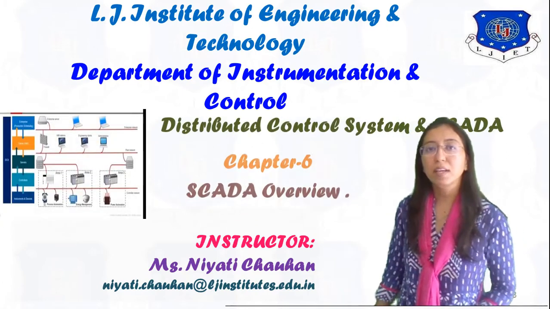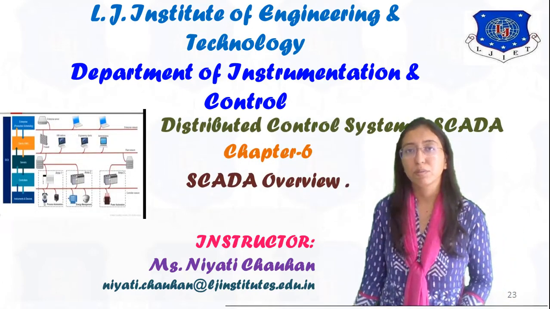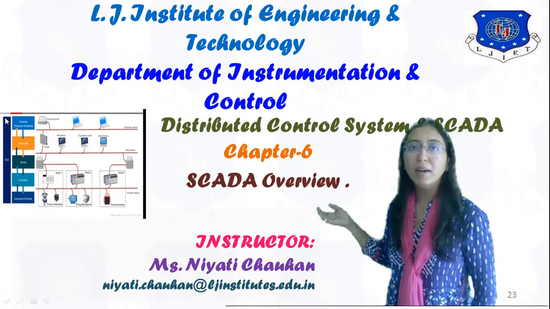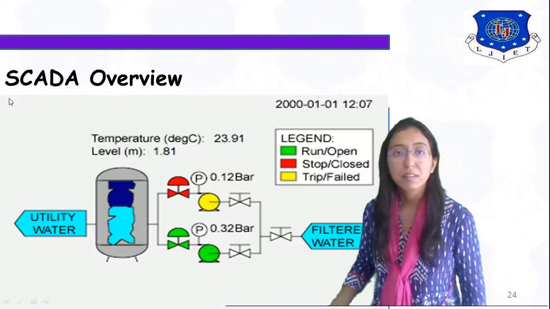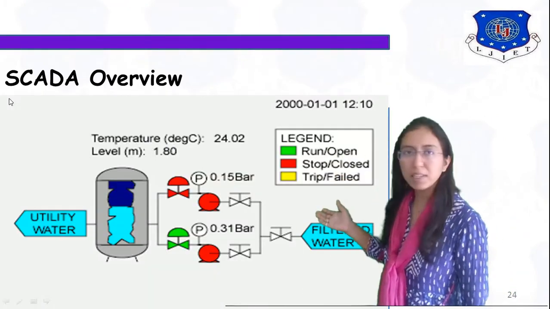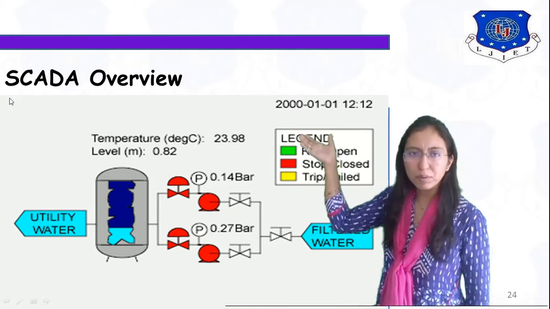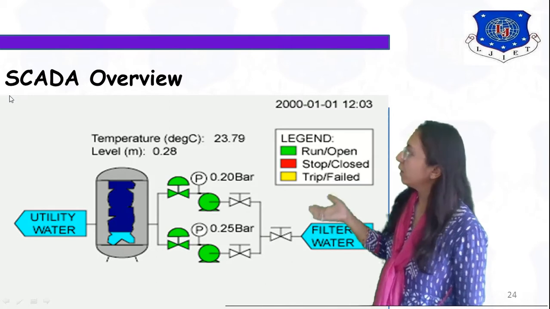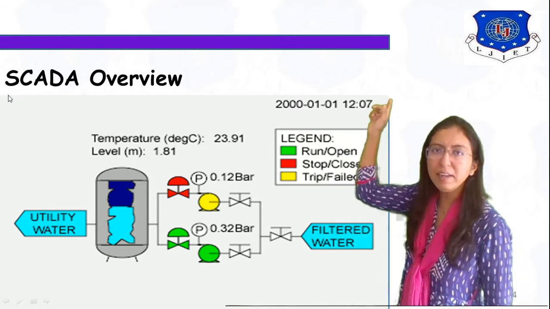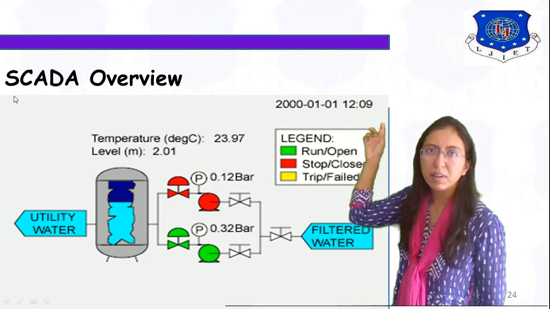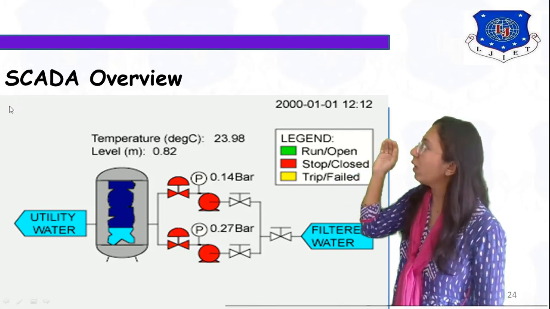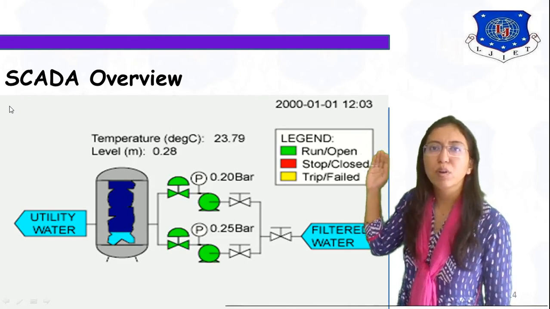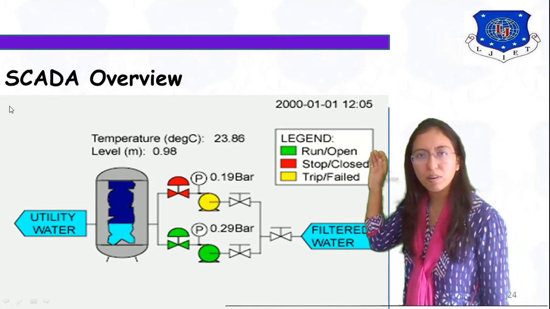Next chapter is SCADA overview. The full form of SCADA is Supervisory Control and Data Acquisition. Here you can see for the SCADA overview, one process is shown. On the top side, green indicates run and valve open. Red color indicates stop or closed, and yellow color indicates a trip and fade.